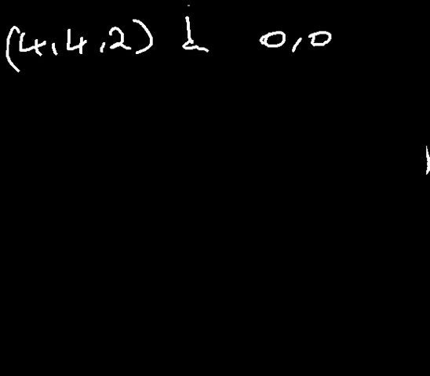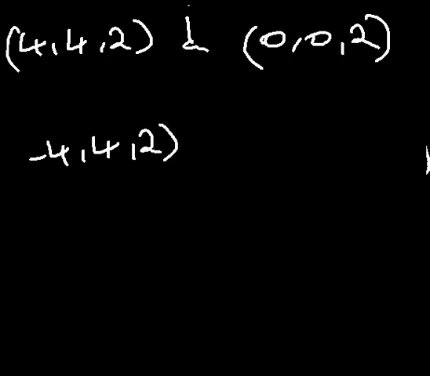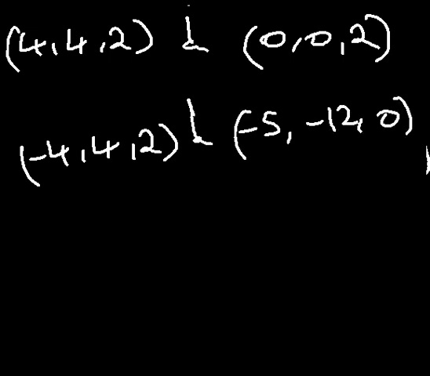Try to find the midpoints of the following. We have 4, 2, 0 and 0, 0, 2. You should find the midpoint of a line with these coordinates. And we have -4, 4, 2 and -5, -12, 0, and you should find the midpoint as well. So that's how you have to understand the midpoint of a line in a space.